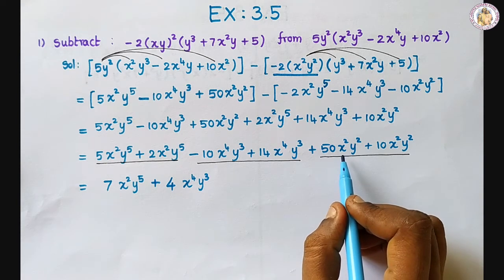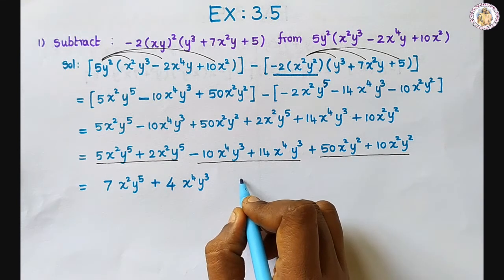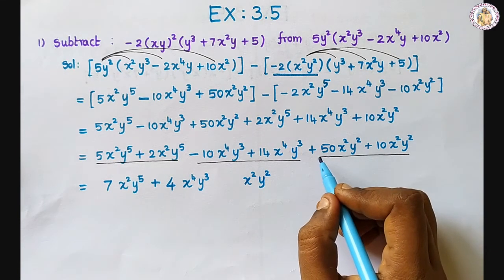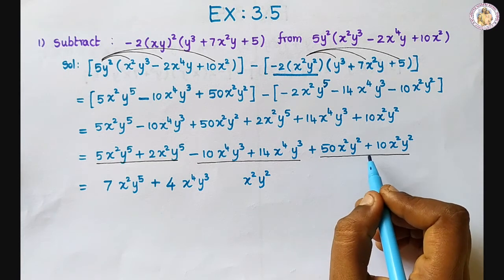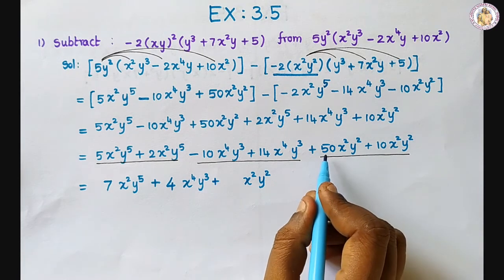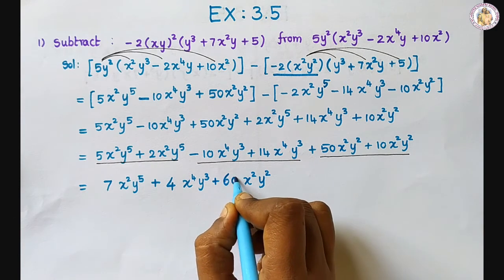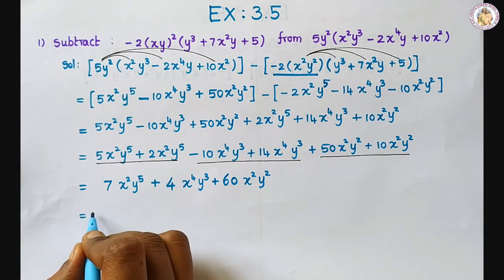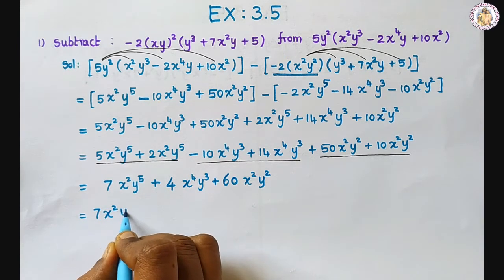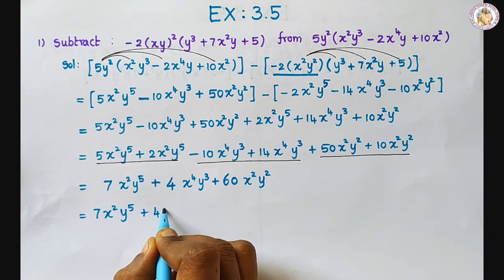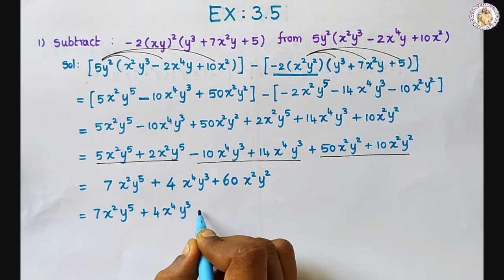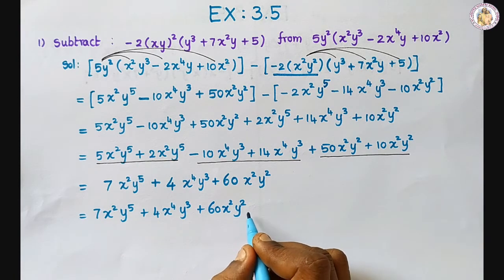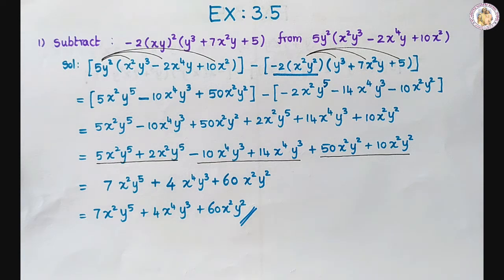And then last term x squared y squared, x squared y squared. Listen, both are plus sign. Same sign means add that with the sign, that is 50 plus 10, 60. So answer is 7 x squared y power 5 plus 4 x power 4 y cube plus 60 x squared y squared. That is the answer.